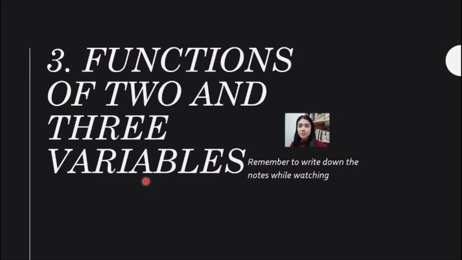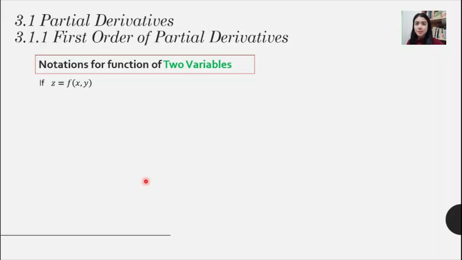Let's just go to chapter 3. So that is the functions of 2 and 3 variables. So let's just look at the first order of the partial derivative and its notation. So we look at the functions of 2 variables first.